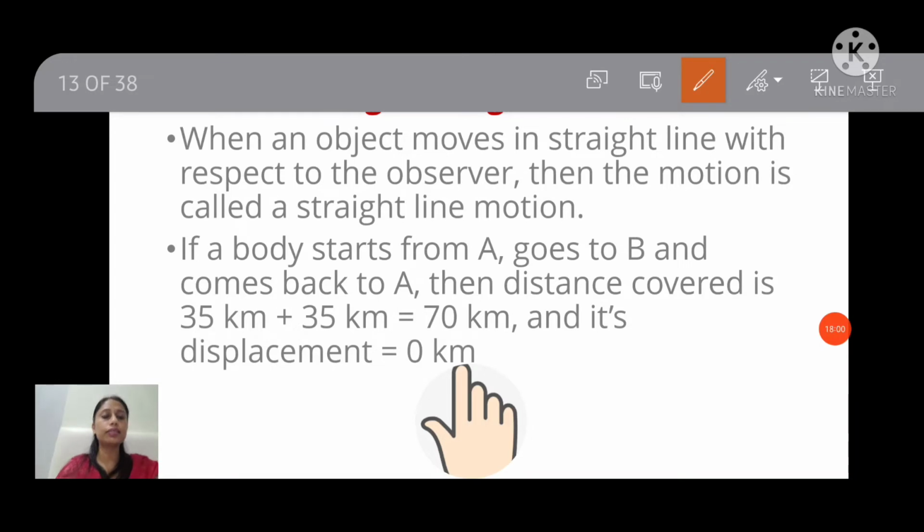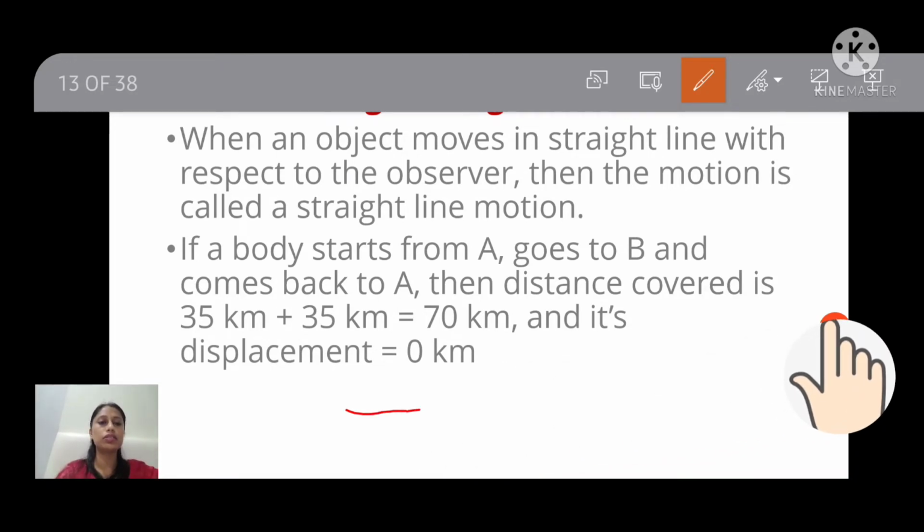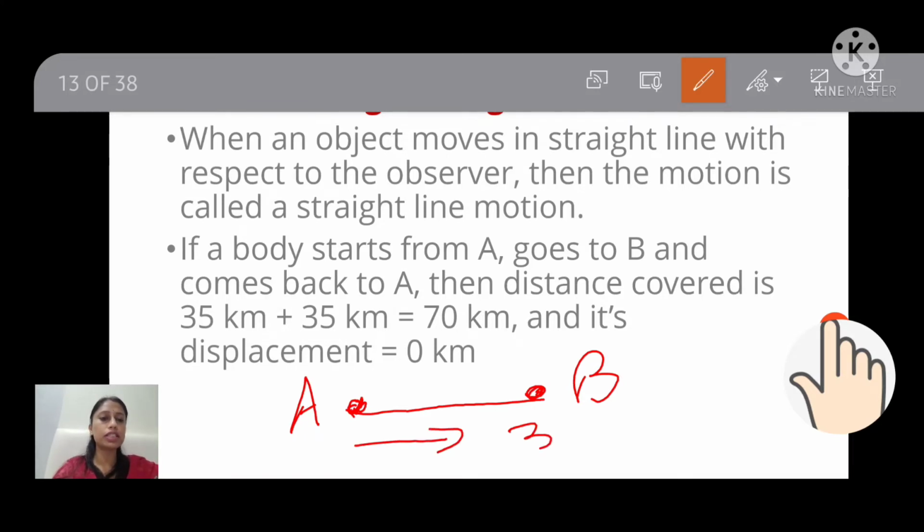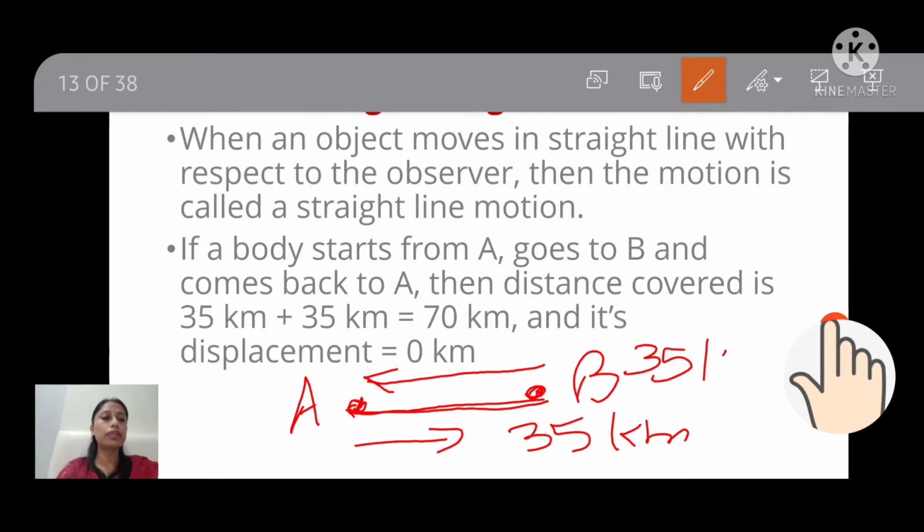How is this? Let's understand. Here see, this is point A, and this is point B. If a body starts from A and goes to B, how much distance has it covered? It has covered 35 km. Again from B to A, how many kilometers is it covering? 35 km again. So total distance is how much? 35 plus 35, 70 km.